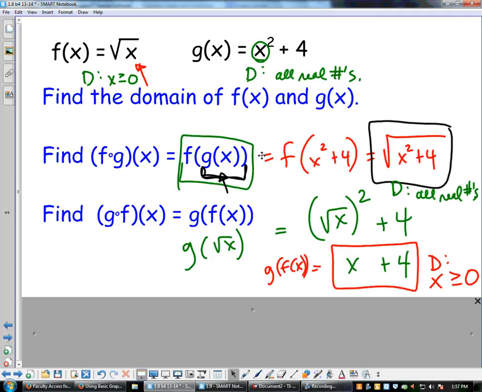Does that mean if you can't plug it into g of x, like for the first one, then there has to be a restriction on x? Right, so if you're talking about f of g of x, if there was a restriction on g of x, that same restriction would hold for f of g of x.